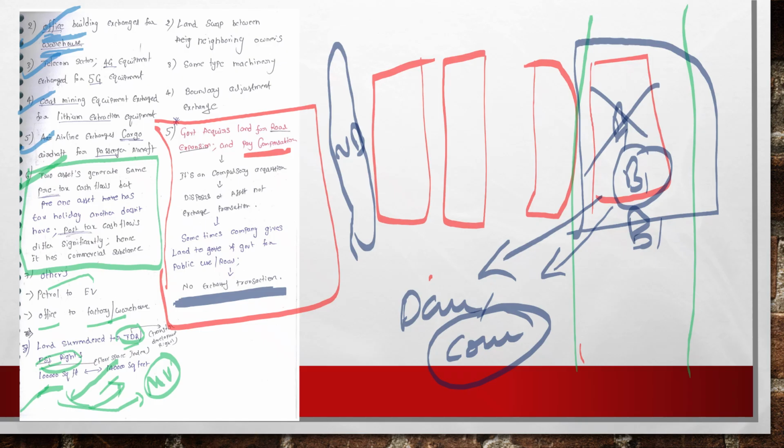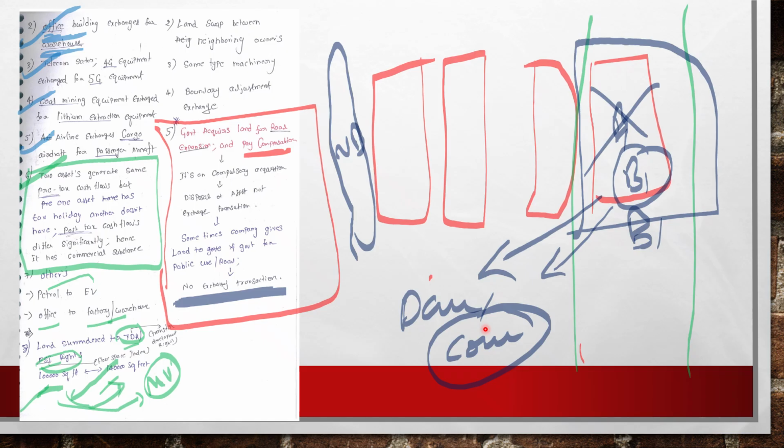If they give this point, you should not assume it under exchange benefits, and don't apply non-monetary exchange valuation to it, or you will lose marks here. I hope you understand this. I am just highlighting this point. If the government acquires and pays consideration, it is a compulsory acquisition, so you should dispose of that asset first. Disposal of that asset is not an exchange transaction. Similarly, sometimes a company gives land to the government for public use. That is also not an exchange transaction. That is a disposal of our asset.